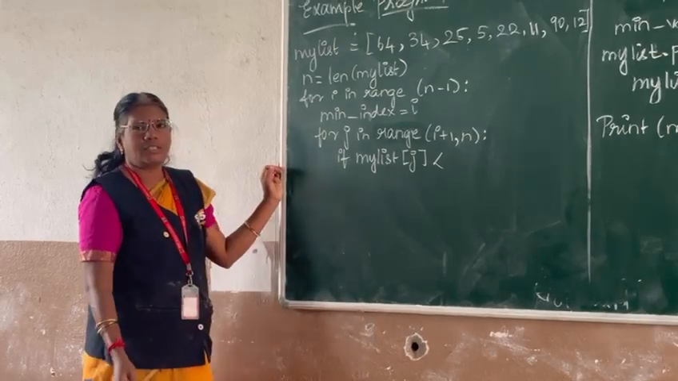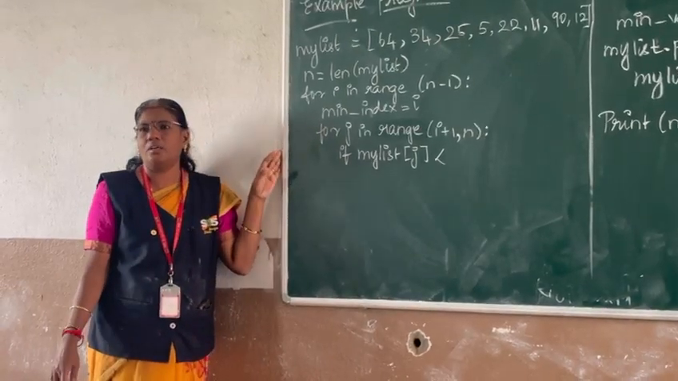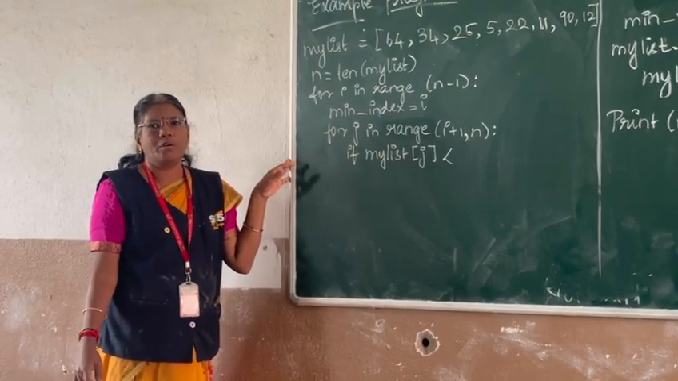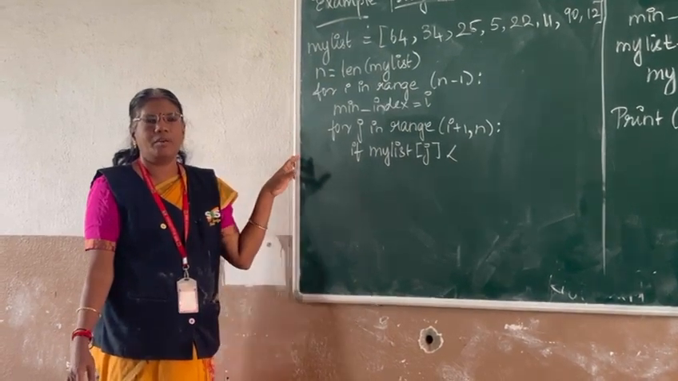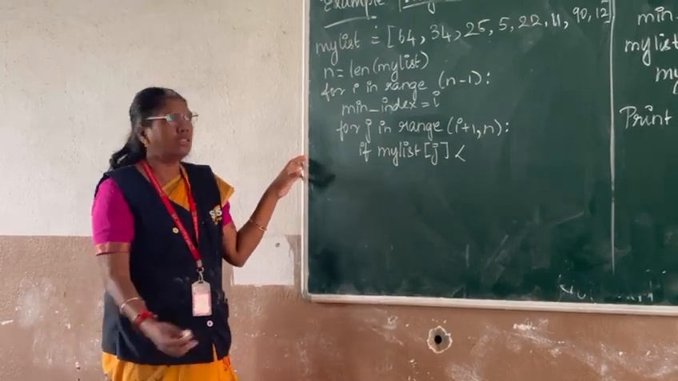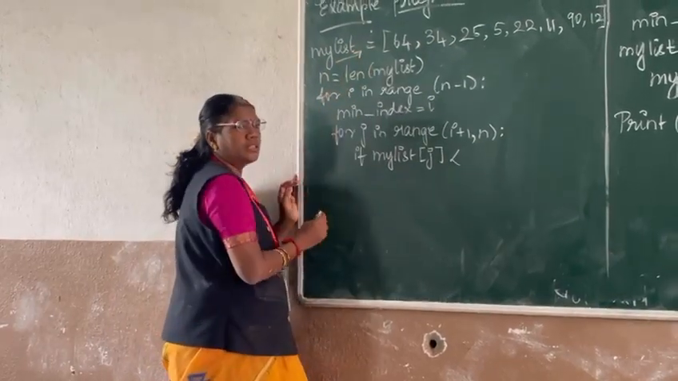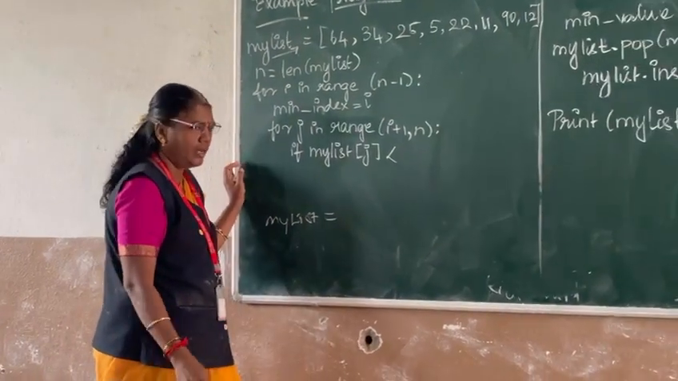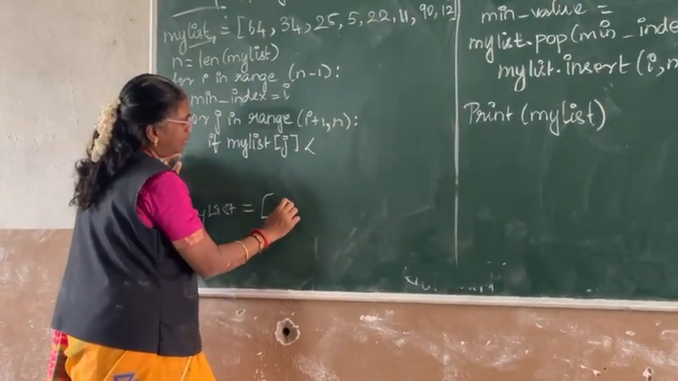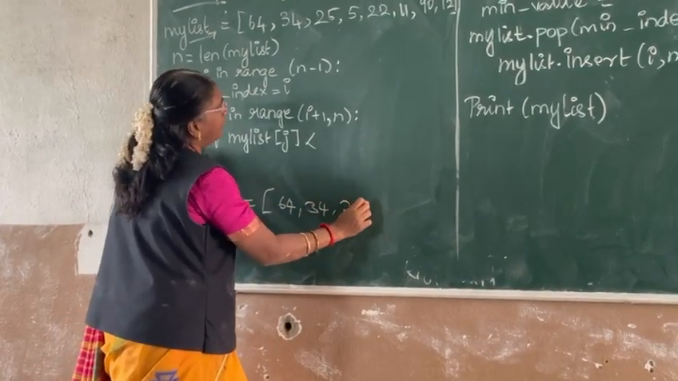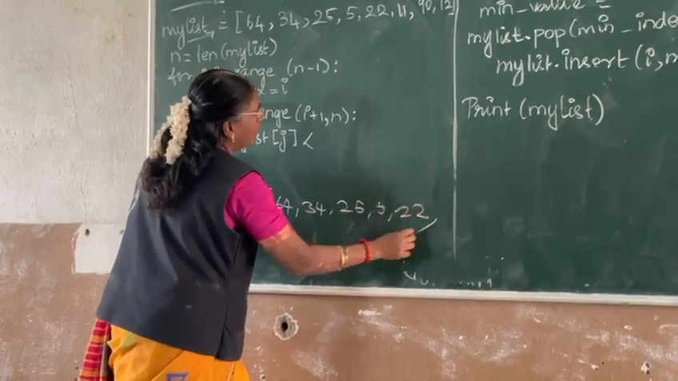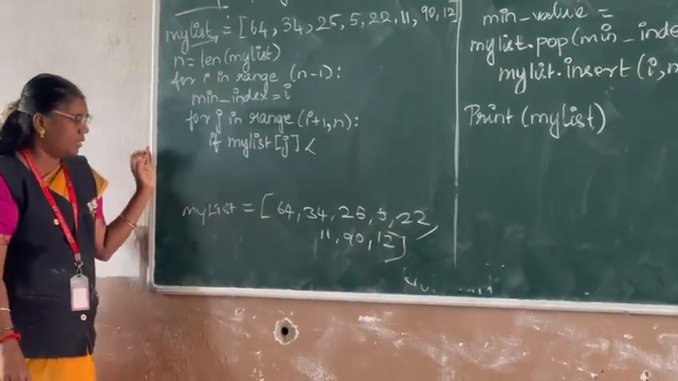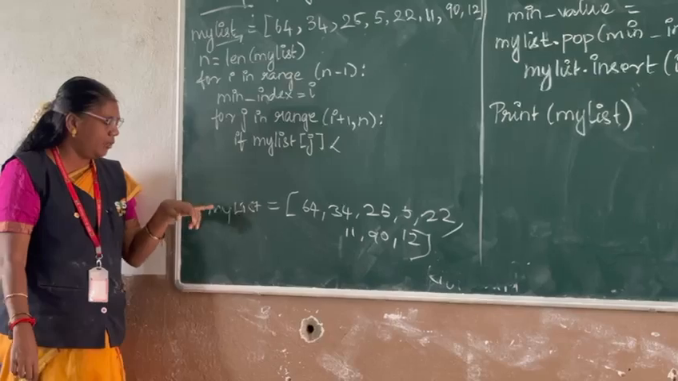In selection sort, first of all, you have to create the array. The array contains a number of elements. In that, you have to create a list called my list. The my list contains the elements 64, 34, 25, 5, 22, 11, 19, and then 12. These are the elements present in the list named my list.